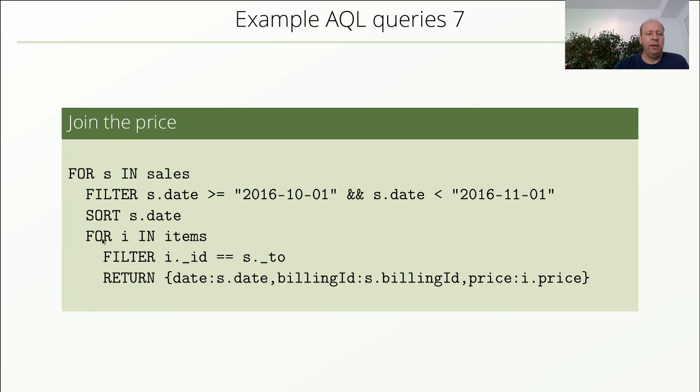But then for every edge we find in there, we just run a simple join operation by saying take all the items, or indeed just the one item, whose ID entry is equal to the to entry of the edge. Recall that a sales edge goes from the person who buys something to the item which is bought, and therefore the to entry of the sale edge must be equal to the ID of the item to actually get the information. And what I can then output is the date of the sale edge, the billing ID, as well as the price, which I fetch from the actual document.